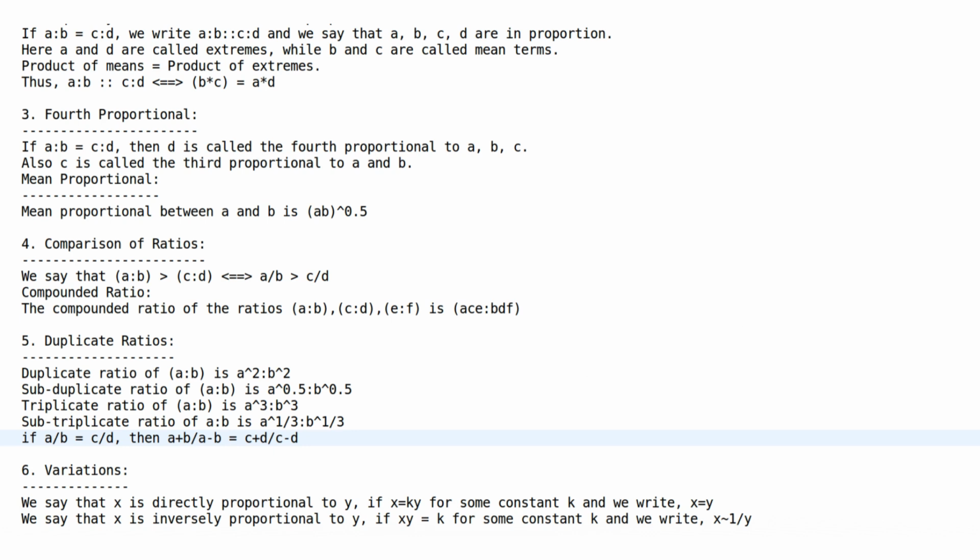These are the things we have to remember while solving problems related to ratios and proportions. We'll solve problems related to this in upcoming videos.